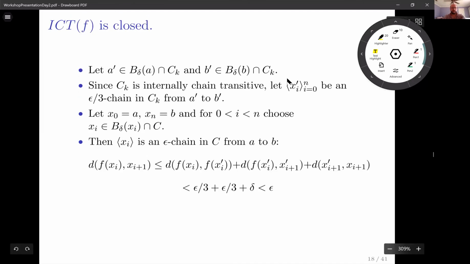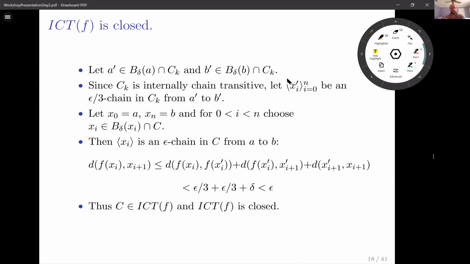Okay? And then just chasing the triangle inequality through uniform continuity tells me that the distance between consecutive elements of our chain, so this should still be prime there, is less than or equal to epsilon over 3 plus epsilon over 3 plus epsilon over 3, which is less than epsilon, right? And so C is in fact internally chain transitive. Thus, ICT of F is closed in 2 to the X. All right. So that was our first lemma.